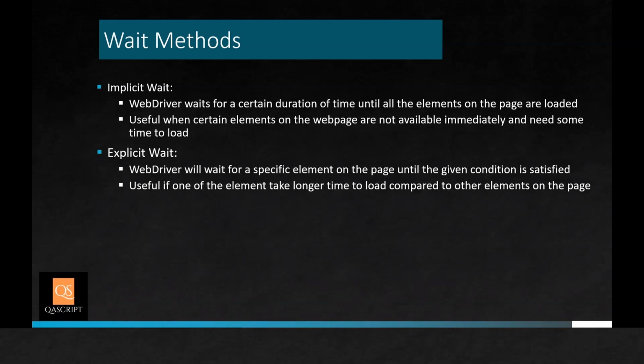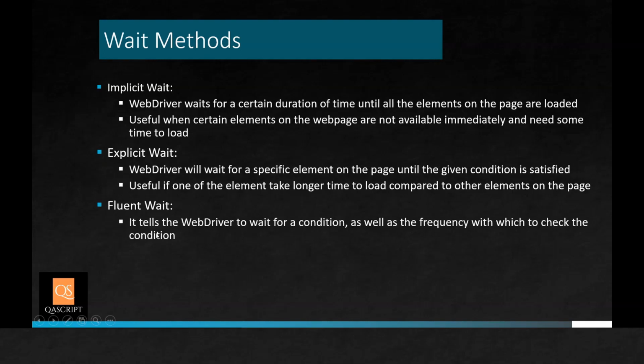Then there is explicit wait. WebDriver will wait for a specific amount of time, and it will also wait for a specific element on the page. That is the difference between implicit and explicit. You are explicitly waiting for a particular element, but in implicit wait, it is a generic wait for all the elements on the page to load. Here we specify a particular element for which we want to wait till it is loaded. This is obviously useful when a particular element is taking more time compared to other elements on the page. So there you can use the explicit wait.